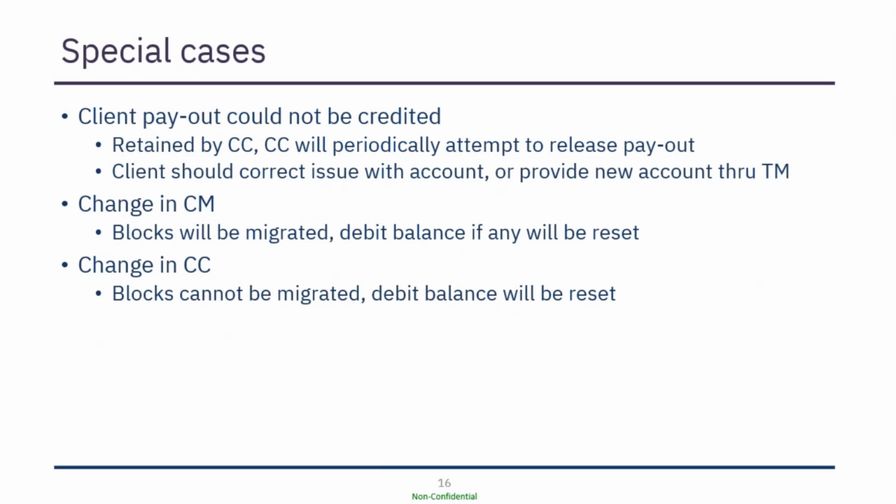So in that case, what we will do is we will keep this payout with us, and we will keep on retrying at periodic level. So either the client should resolve the issue with the account, or provide a new primary account through the trading member, and whenever the CC tries next time, the payout will be successful. So in such cases, the payout will be retained, and the CC will keep on periodically trying to release the payout.